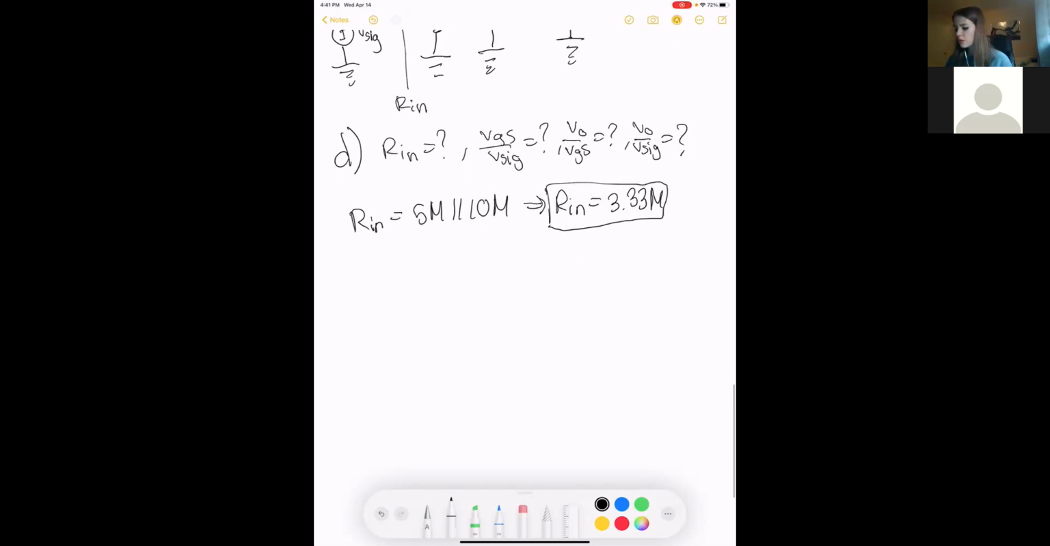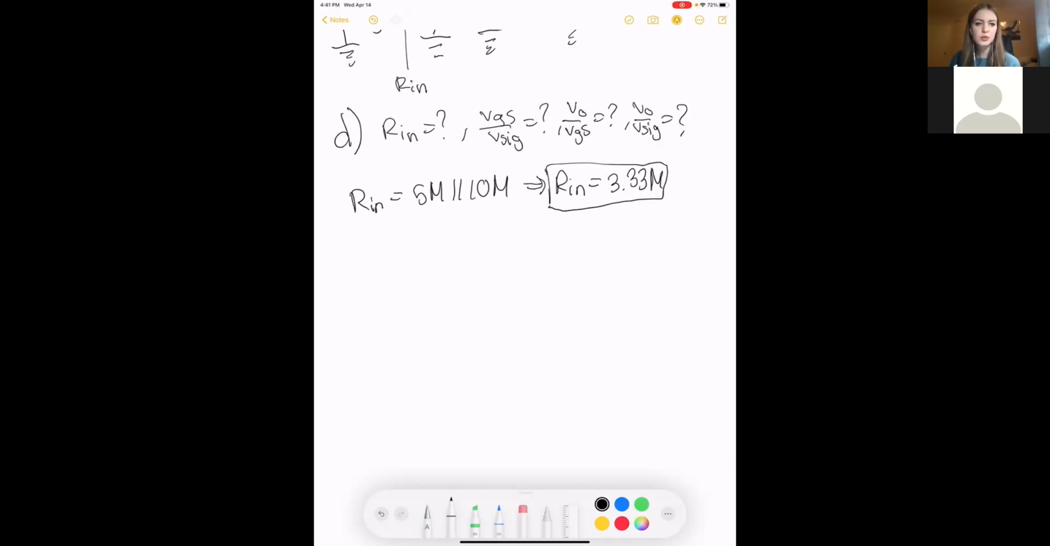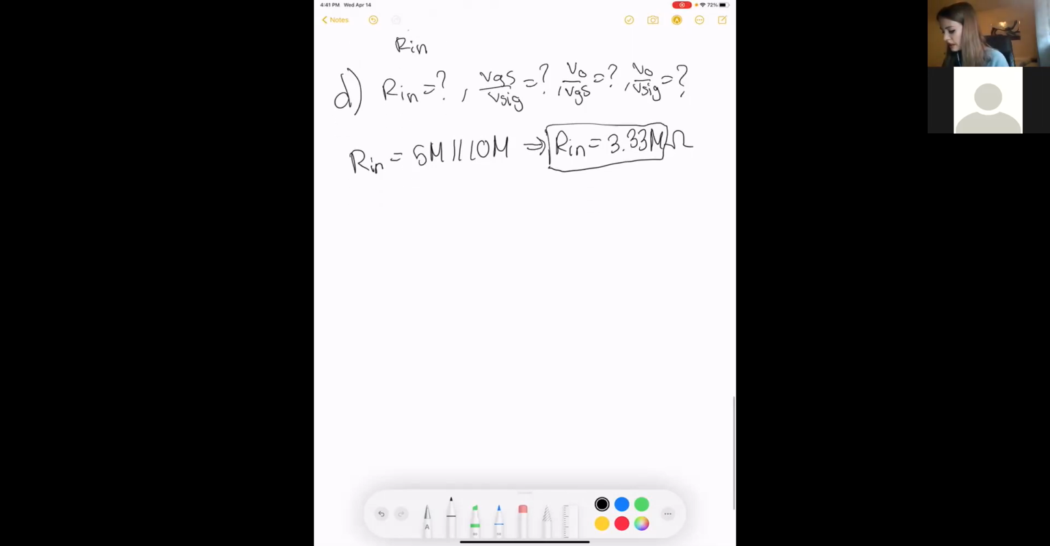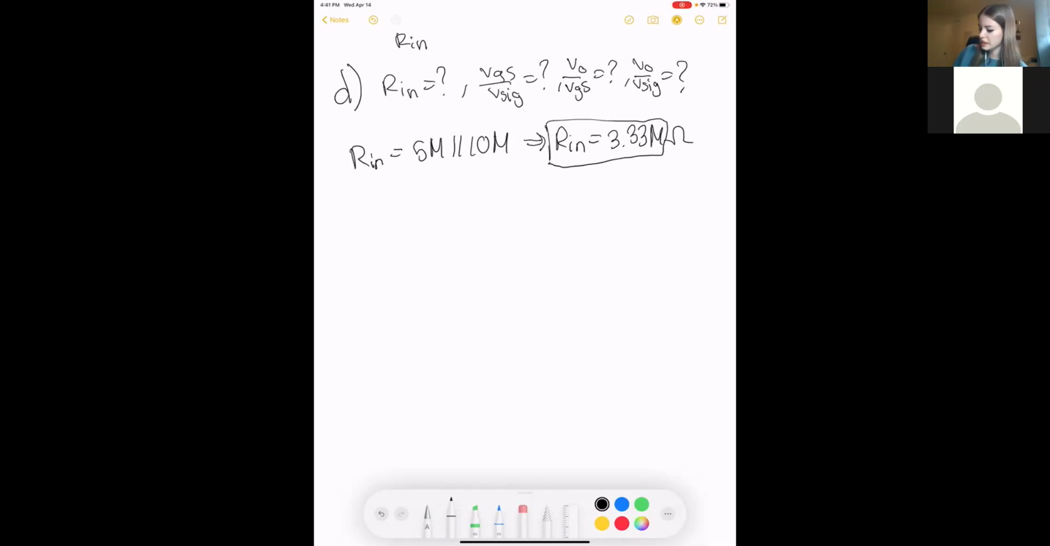Something that's important. I don't know how your professors are with units. I've just been writing mega and kilo and milli, but you do want to be writing your full units. You want to be writing mega ohm. It's very important, because I know sometimes profs can take off marks if you don't have your units in.